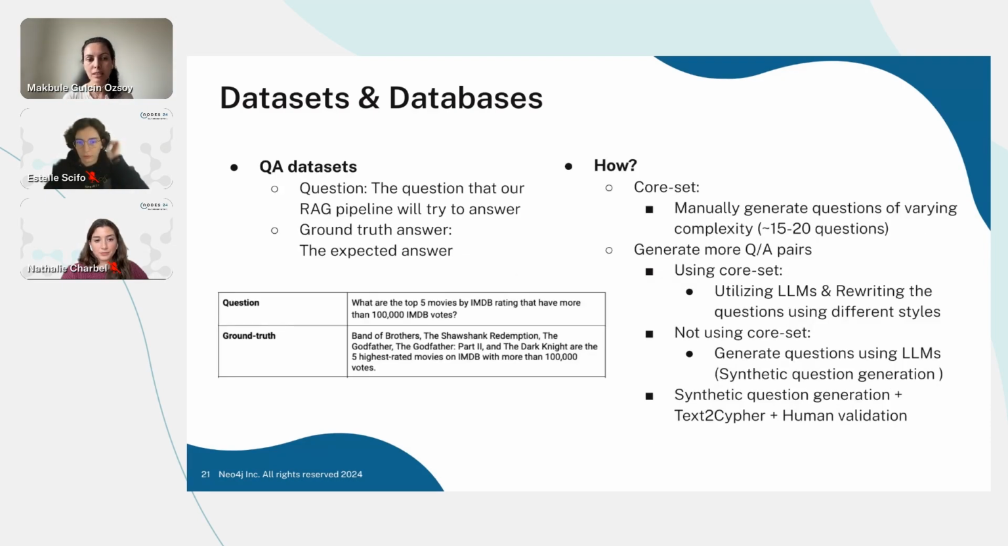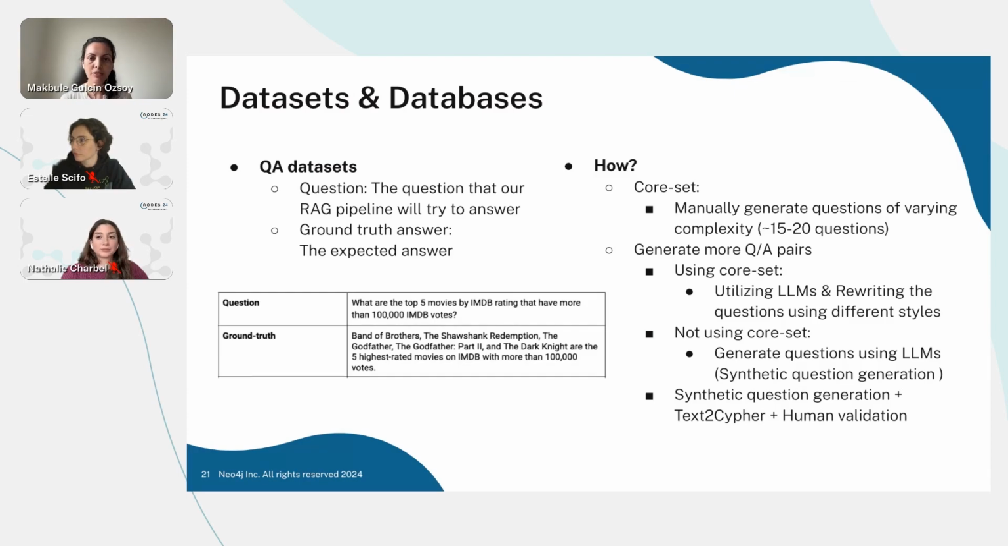Next step would be the dataset preparation. As you know, for question answering, such as retrieval purposes, we need a question and ground truth answers. These questions are what users would ask, in their natural language. For example, the user could be asking about the top 5 movies by the IMDb rating, and the ground truth would contain the list of those movies. However, preparing this kind of dataset is not very easy.